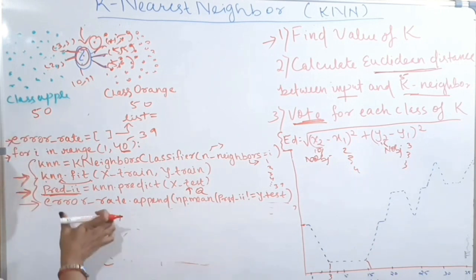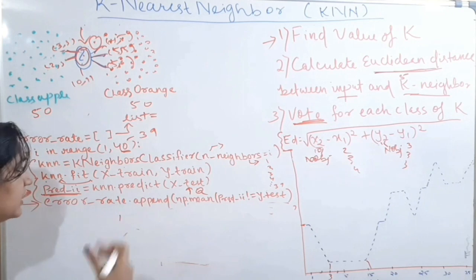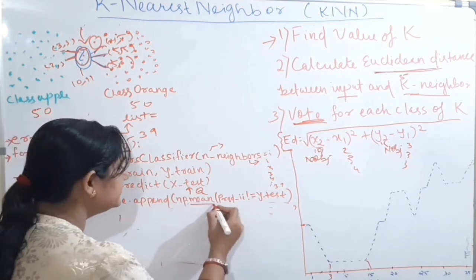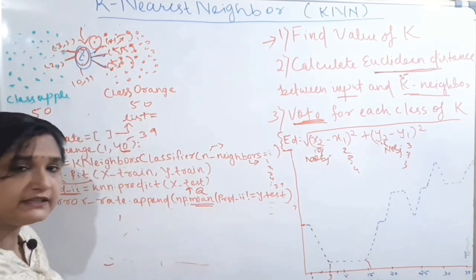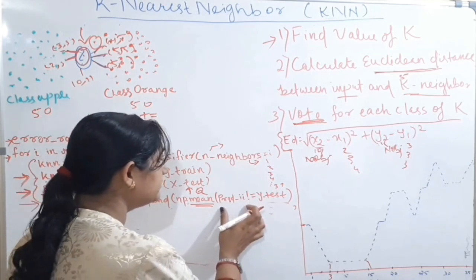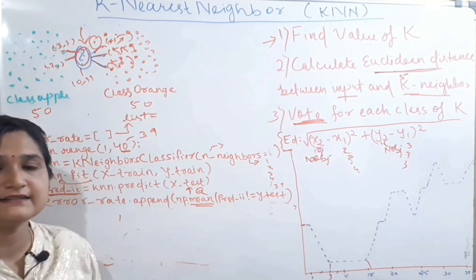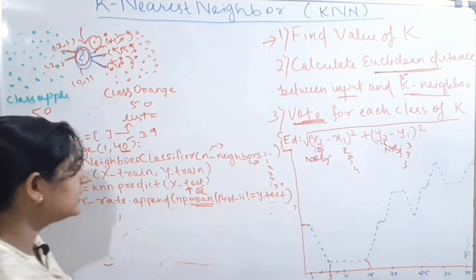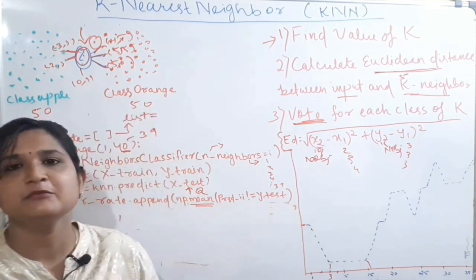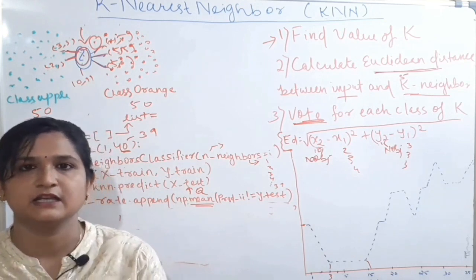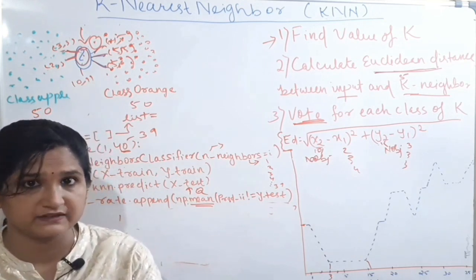After that, next is error rate dot append. Okay, what it will append? np dot mean it will append. Whose mean it will append? When prediction i not equal to y test. When prediction will not equal to y test, its mean it will append. So what is y test? Y test is nothing but the list of the correct answers. In y test the correct answers are present.